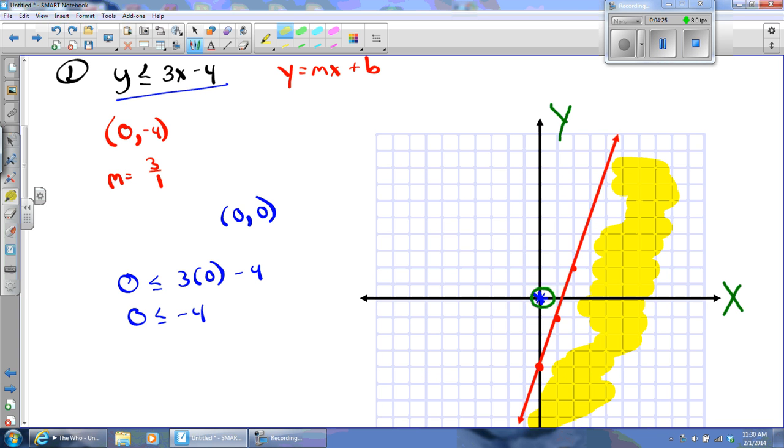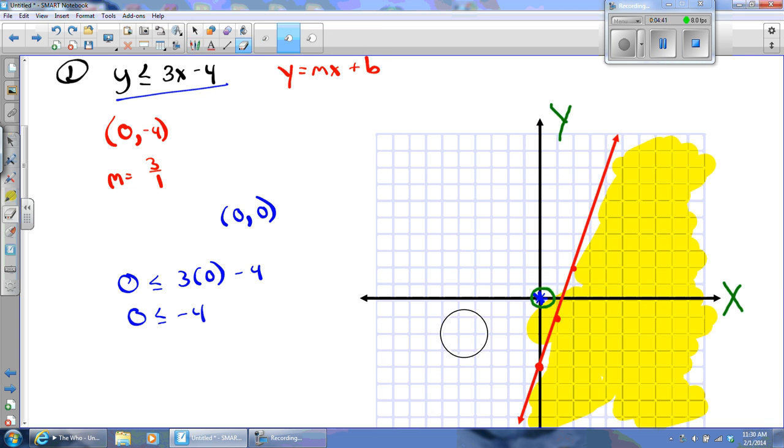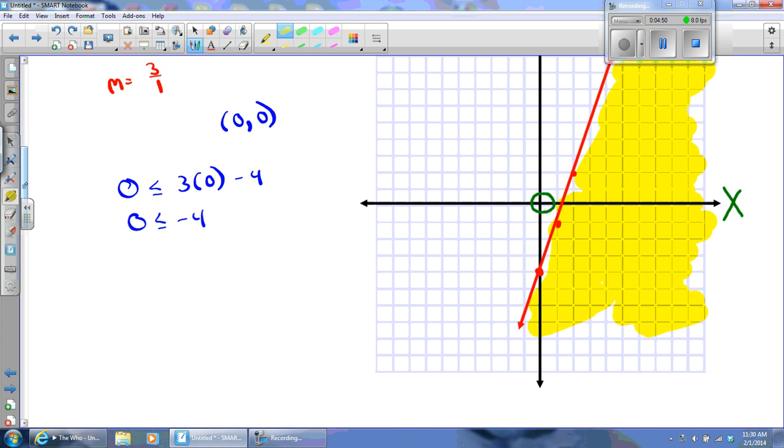Why am I shading? Because the solutions to this inequality are not just the line. They're every point on this side of the line. In other words, if you pick any point on the red line in this problem or to the right of the red line, you will get a true statement. Any point over here, any point you want.